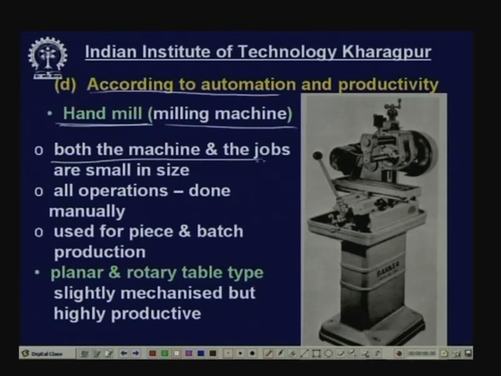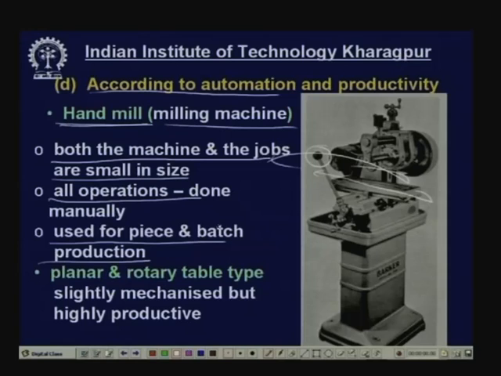Both the machine and the jobs are small in size. All operations, including the feed motion, are done by this lever, which is oscillated manually. It is used for piece and batch production, very slow production, not very accurate. Now, hand mill is the most non-automatic and non-productive type.